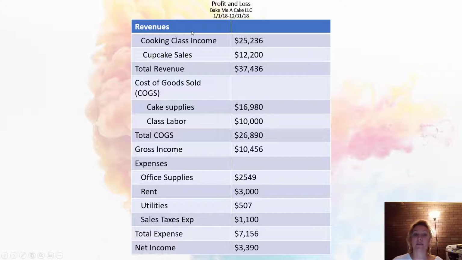You can see here this is a basic profit and loss statement. A profit and loss statement is also called a P&L or an income statement. It's all the same thing, different words. So at the top you have your revenues, then you have your cost of goods sold.